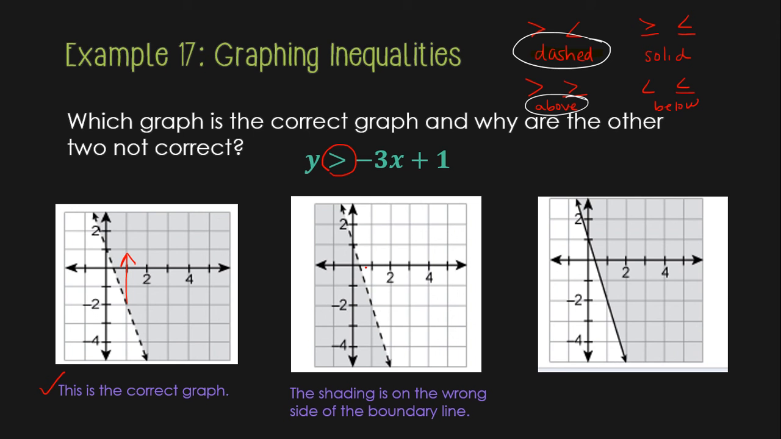Now this one is graphed the same way, except notice here I've shaded below. So the shading is on the wrong side of that boundary line, okay, for this choice. And then here, this is shaded above, but notice this is a solid line, and I needed it to be a dashed line. So the boundary line should be dotted or dashed, not solid.